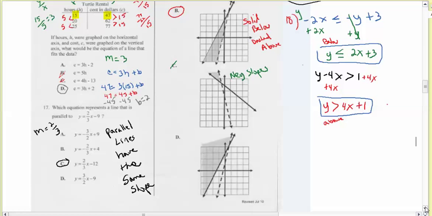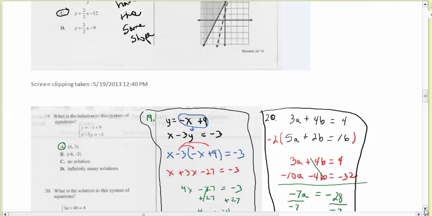Okay, so I know that the solid line is shaded below the line, and the dashed line is shaded above. So if I look at D, my solid line is shaded above, so that only leaves me letter B. So B is my answer.